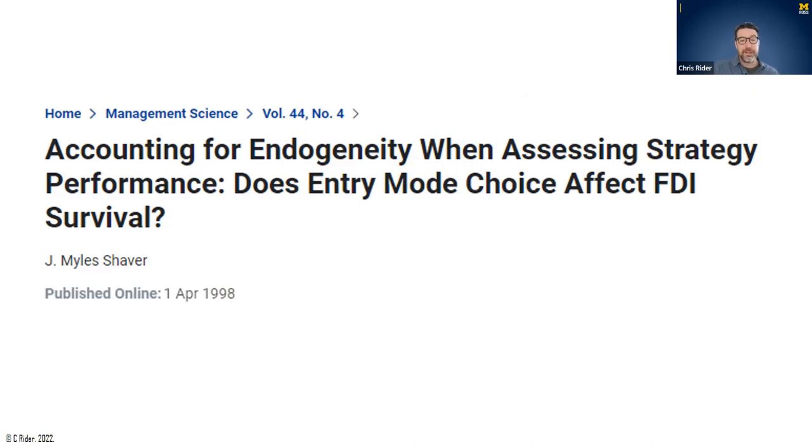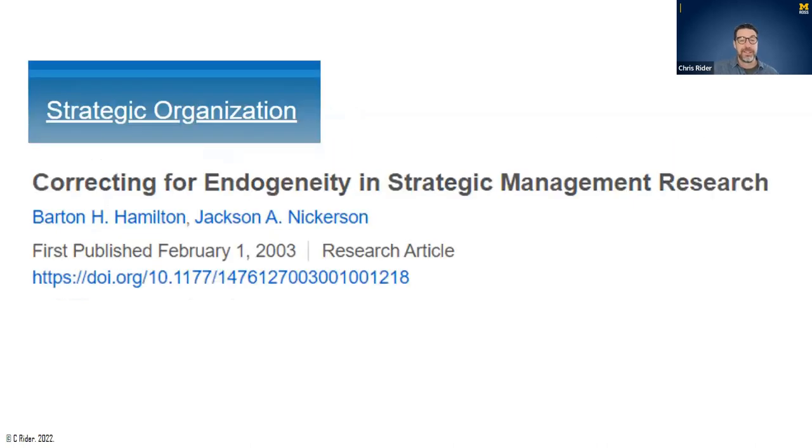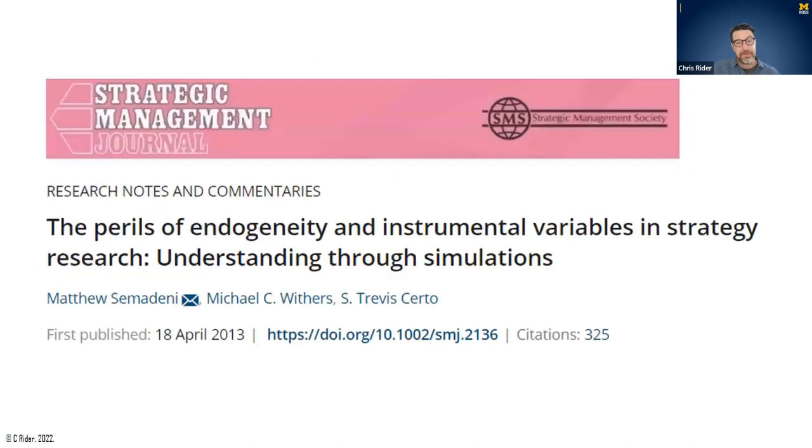To emphasize the first point, we can go back probably even further, but at least to Myles Shaver's 1998 Management Science paper, which lays out the strategy-specific concerns about endogeneity. In 2003, 5 years later, we have to correct for endogeneity in strategic management research. We've been introduced to methods from economics that would be very helpful in conducting strategy research. We understand that there are perils of endogeneity and instrumental variables in strategy research.